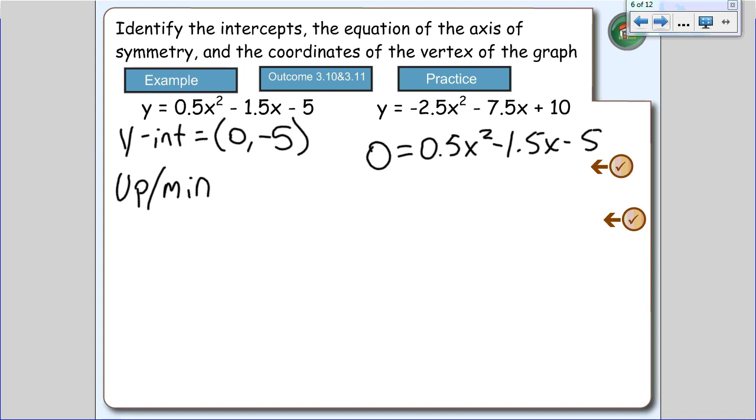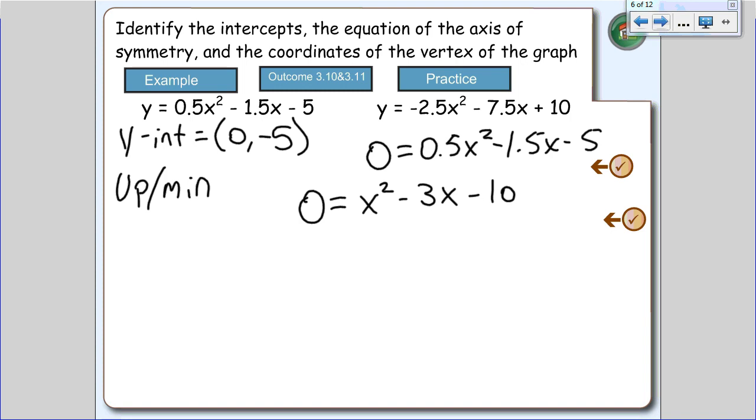A lot of people want to factor out a half, and that's not wrong. It's a lot easier to multiply both sides by 2, and then you don't have anything outside of the brackets. So, if I multiply both sides by 2, what's 2 times 0? Still 0. But now all these numbers are nice. 2 times a half is just 1. 2 times 1.5 is just minus 3x. 5 times 2 is 10. If you have 0.5s, you can multiply everything by 2, and it'll get rid of all your 0.5s.